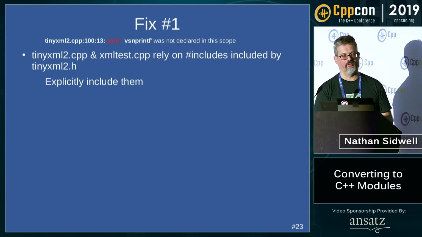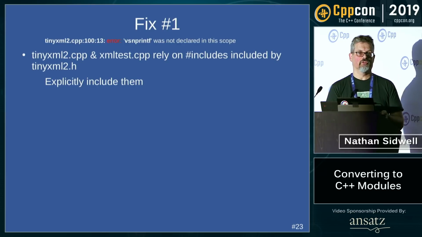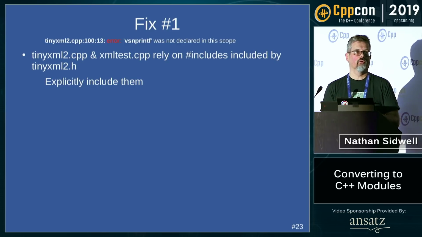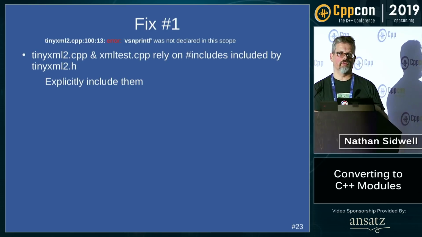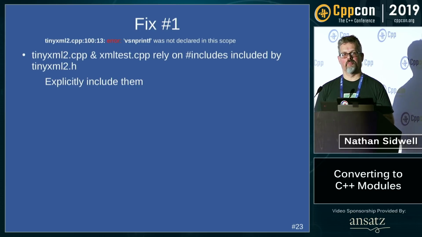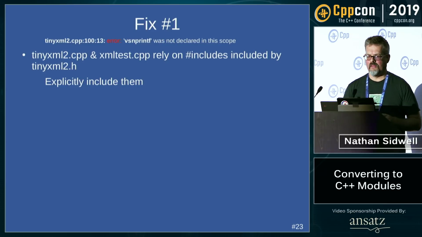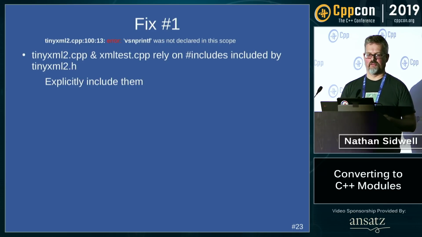Similar in XML test, that had the same problem. It was relying on that hash include. So the obvious solution is, well, you explicitly include all the things you depend on. So this problem with implicit dependencies that you can get through nested header files goes away, and your dependencies become explicit. So that solves that not declared in this scope problem.